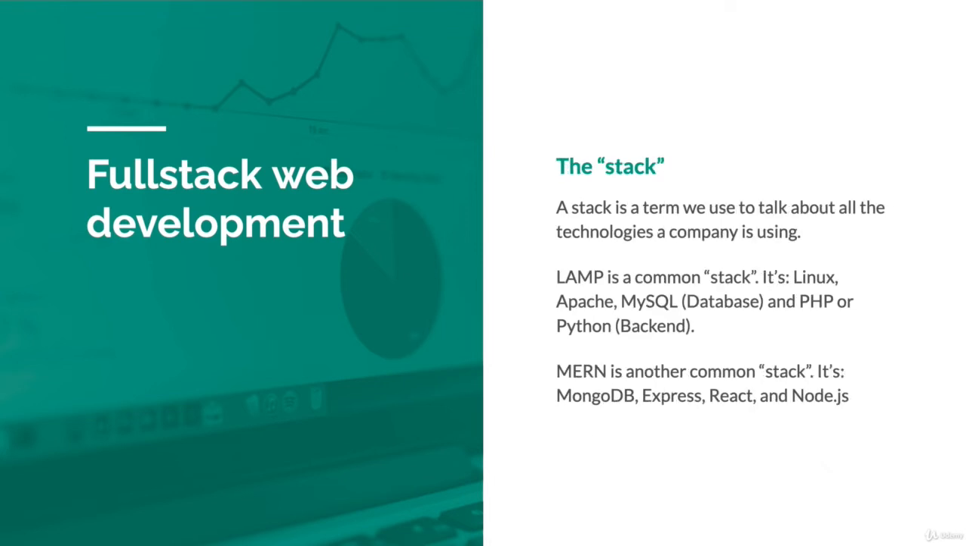Let's talk about the stack. A stack is a term we use to talk about all the technologies that a company is using, and stacks can be different. So two popular stacks are LAMP and MERN. LAMP is a common stack. It's Linux, Apache, MySQL for the database, and PHP or Python for the backend.